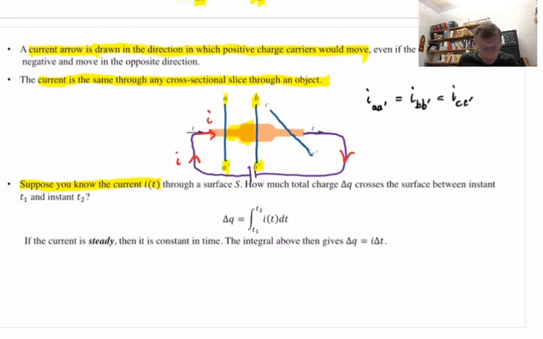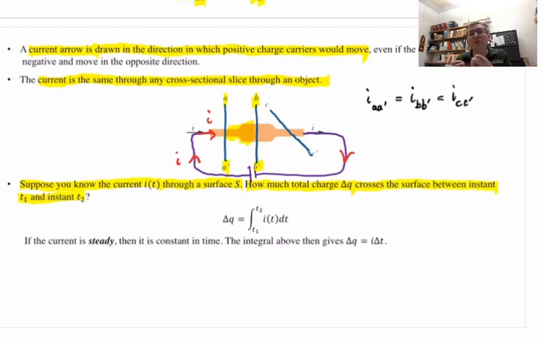And it's quite possible that the current is a function of time. We'll be studying circuits eventually where the current depends on time. So suppose we know the current I, a function of time, passing through some surface S that's slicing through a conductor. We could ask this question: how much total charge delta Q crosses the surface S between an instant t1 and an instant t2? Some finite amount of time, in other words. So you already know the current.